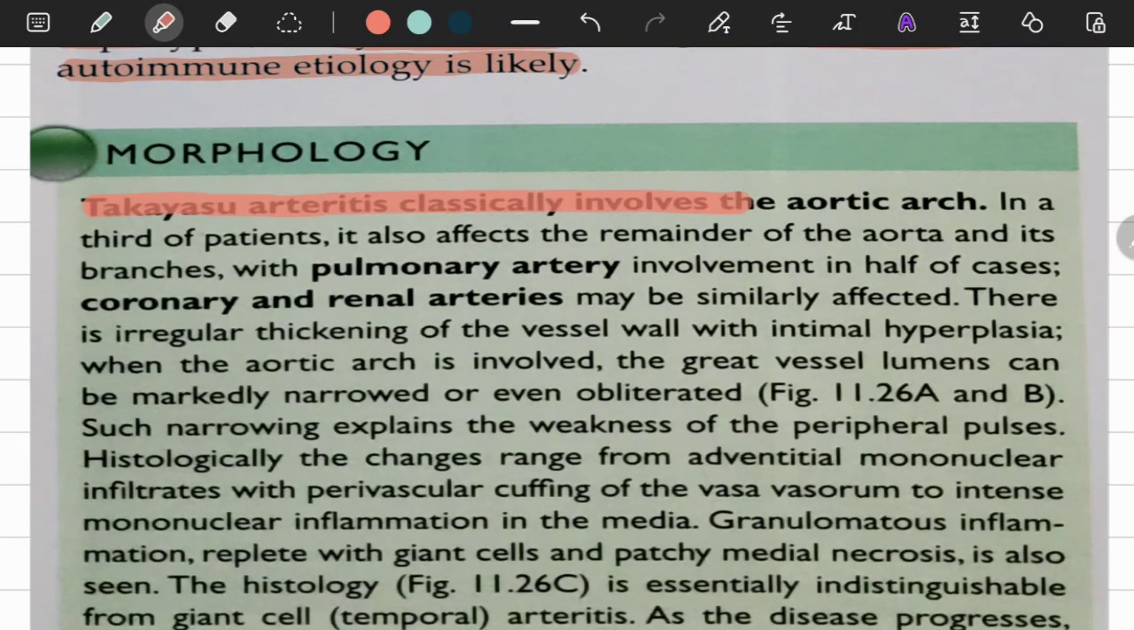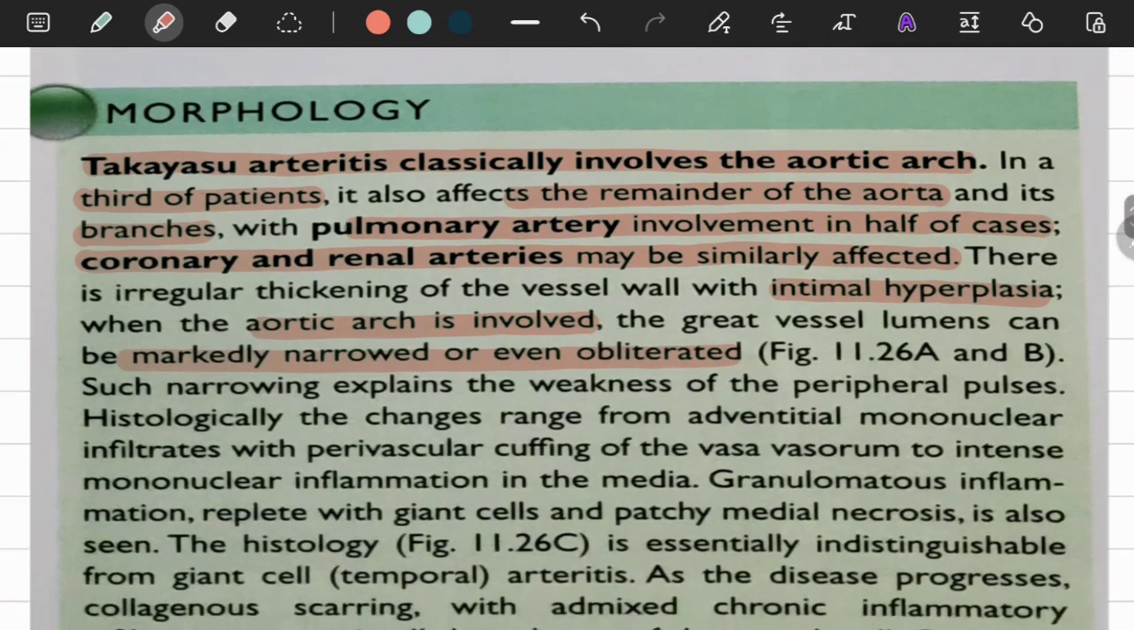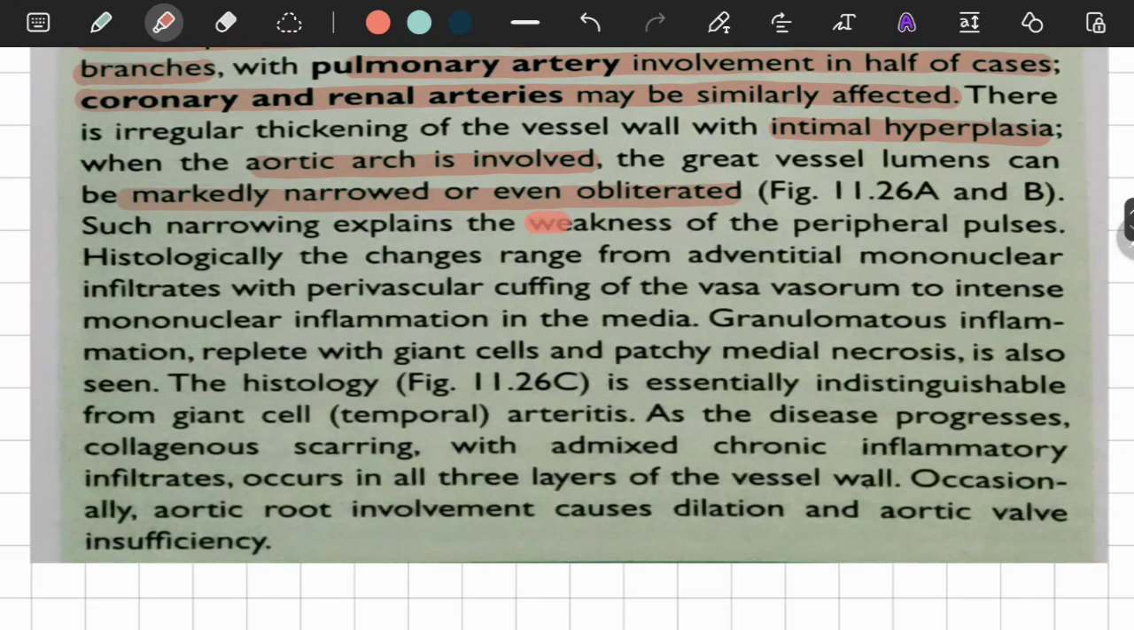Takayasu arteritis classically involves the aortic arch. In a third of patients, it also affects the remainder of the aorta and its branches, with pulmonary artery involvement in half of the cases. Coronary and renal arteries may be similarly affected. There is irregular thickening of the vessel wall with intimal hyperplasia. When the aortic arch is involved, the great vessel lumens can be markedly narrowed or even obliterated. Such narrowing explains the weakness of the peripheral pulses.